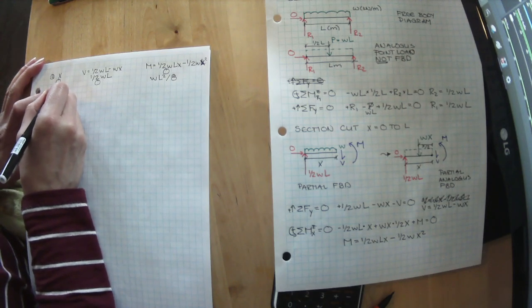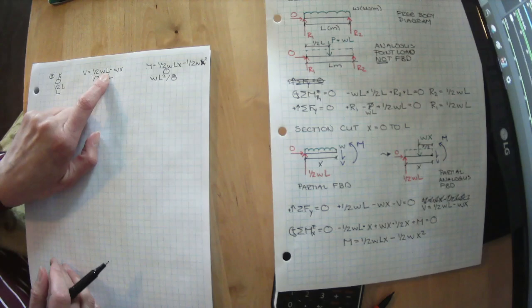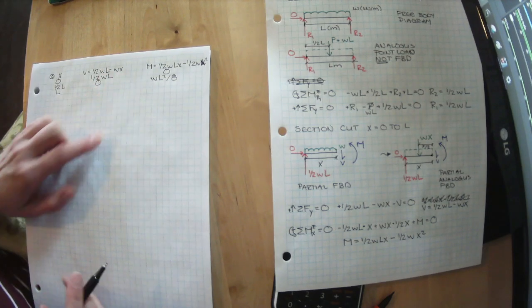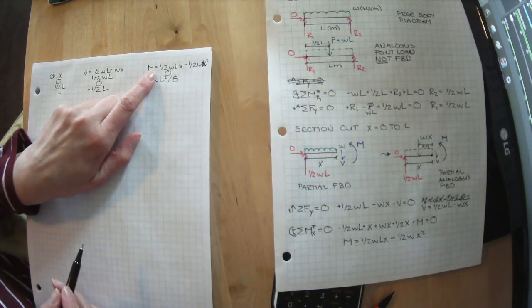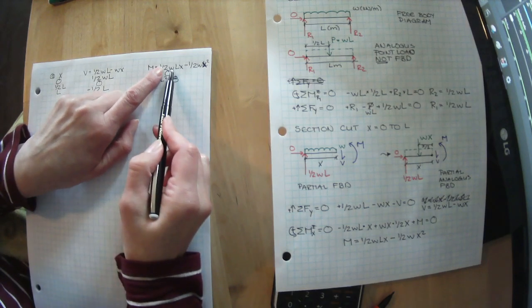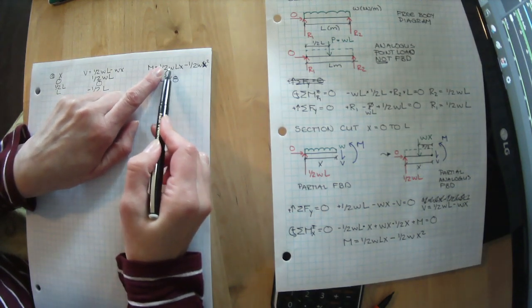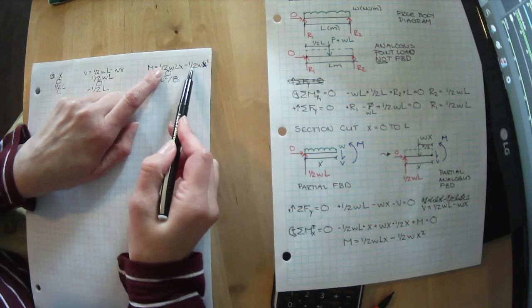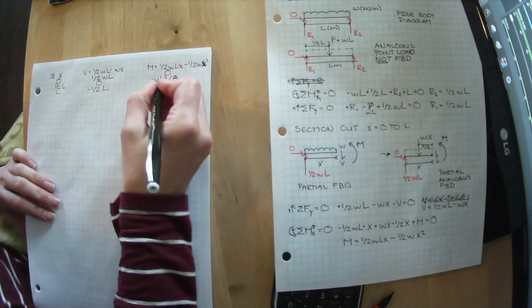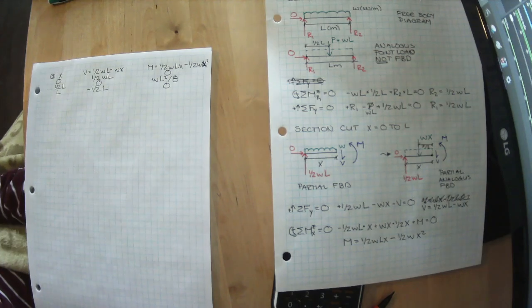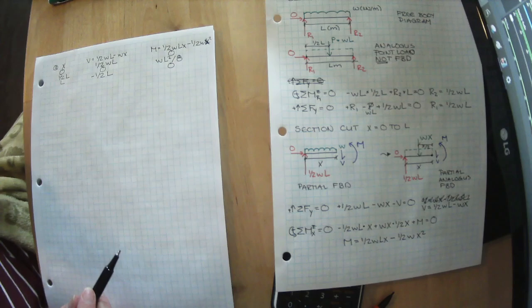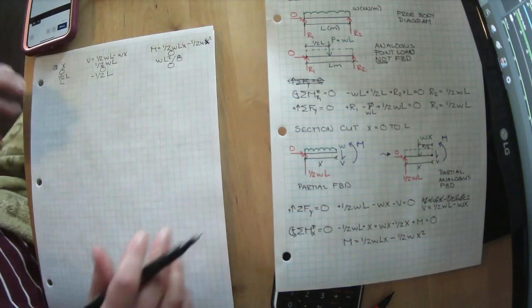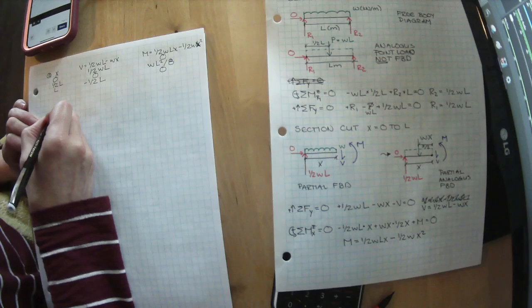Let's look at L here. 1/2 WL minus WL. And if we plug L into the moment equation, we get 1/2 WL times L, or 1/2 WL squared, minus 1/2 WL squared. That's 0. That seems like handy information. We could also plug in at a quarter and 3/4. You can do that on your own. I'm going to draw these out, and you can assume that I did that.